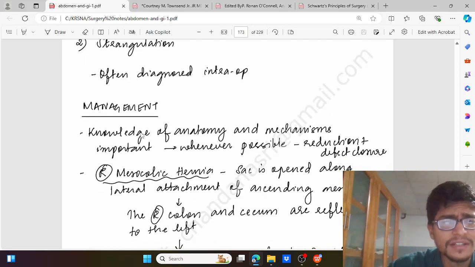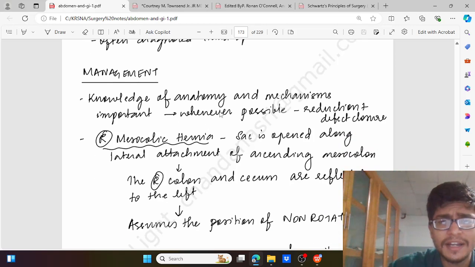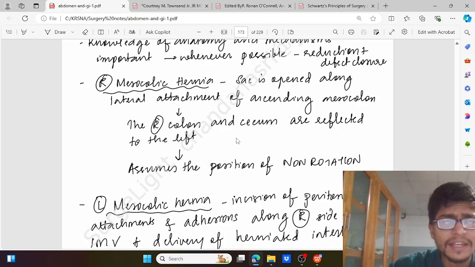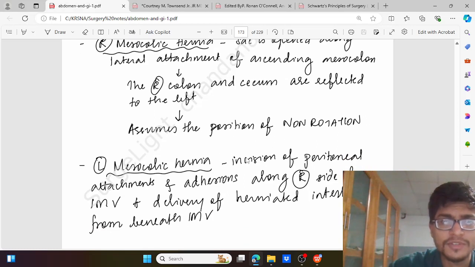Now the management. For this we should have a good knowledge of anatomy and mechanisms, and whenever possible we should try reduction and defect closure. In the case of right mesocolic hernia, the sac is opened along the lateral attachment of the ascending mesocolon as discussed, and the right colon and cecum are reflected to the left, and then it assumes the position of non-rotation, so it becomes a normal position.